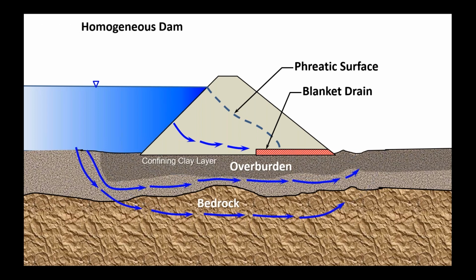Something that can happen is that this overburden material may not be homogeneous itself. You may have on the surface a clay layer, for example, and then below that you could have zones of sand and gravel. And that can make conditions complicated for a dam. As you can imagine, you can get more seepage through the sand and gravel than you would through the clay layer. And that can cause an artesian condition to develop as well.